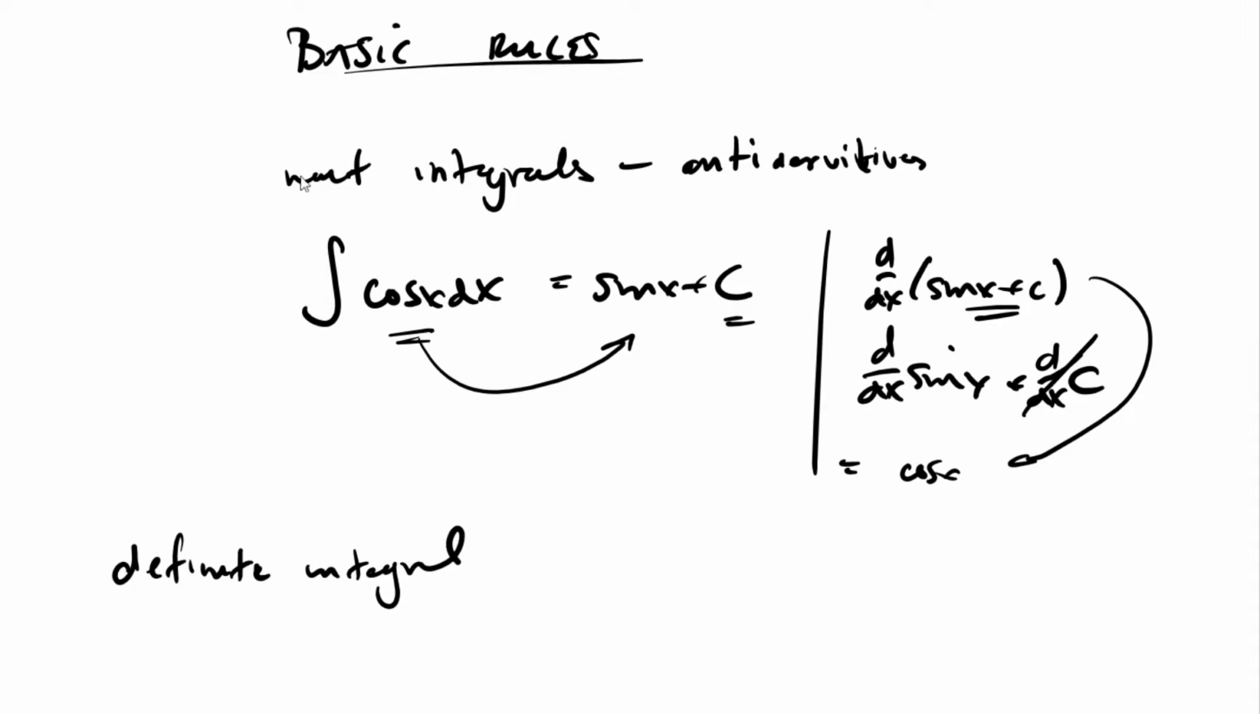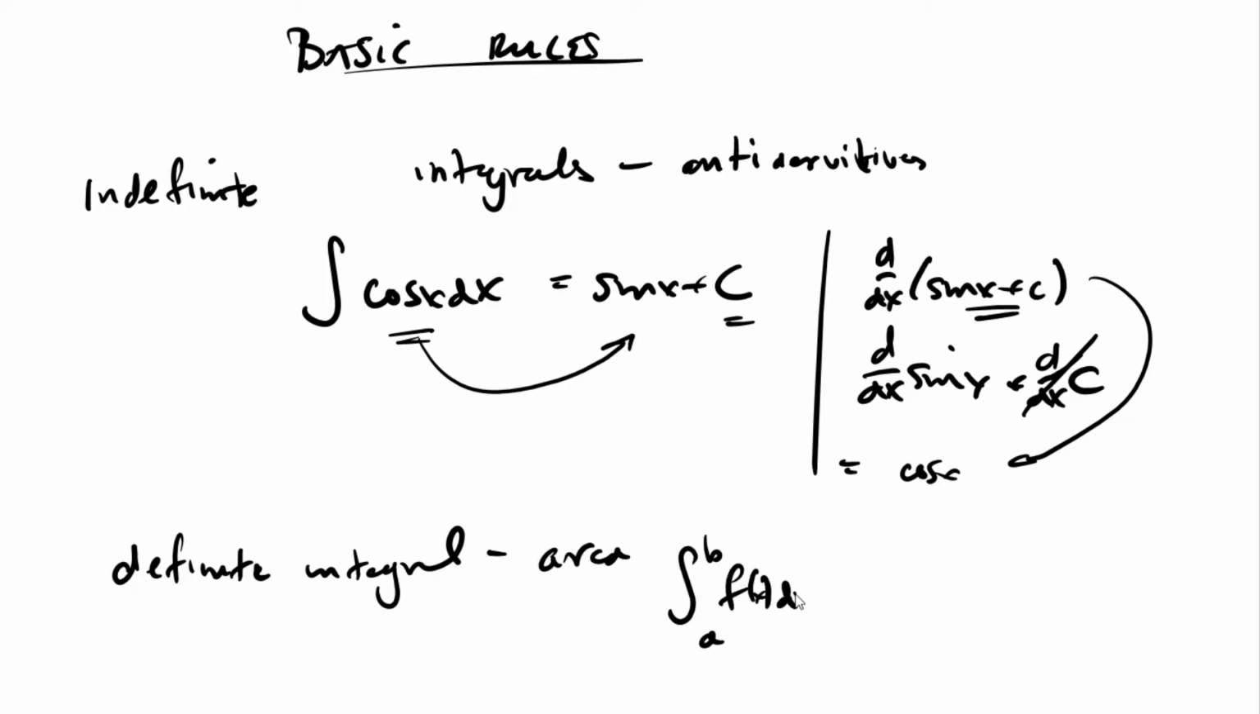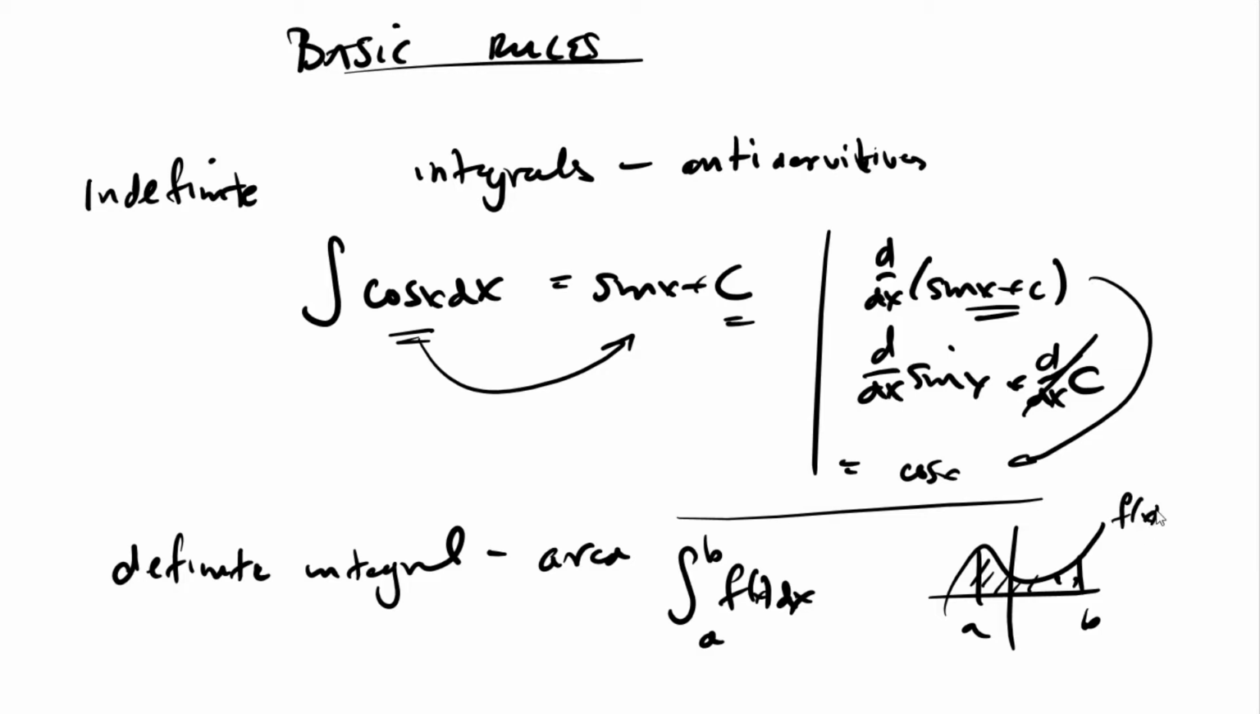Sorry, I didn't mean indeterminate here. I meant indefinite. So an indefinite integral is an antiderivative. The definite integral is an area. When I write down the integral from a to b of f of x dx, the way that I interpret that is I've got some function, and I'm looking at the area between a and b contained between that function and the x-axis. So if this is f of x.